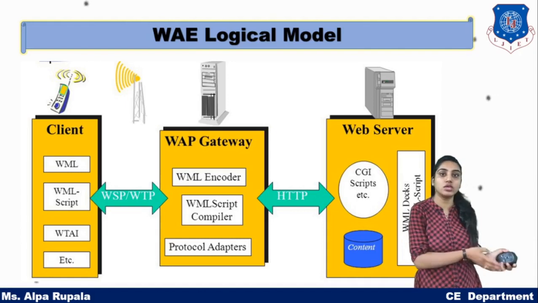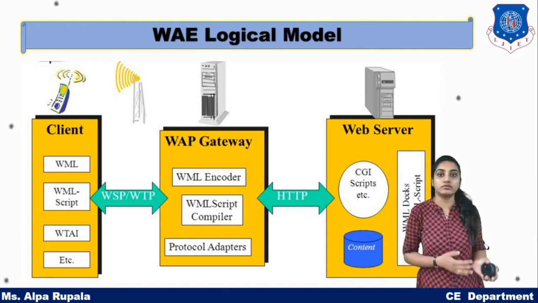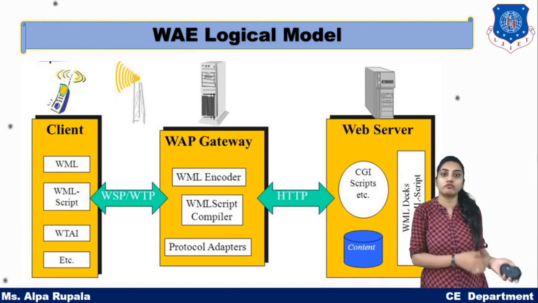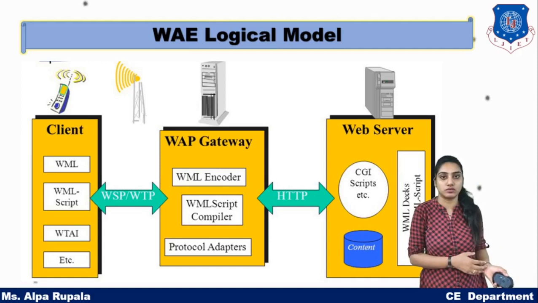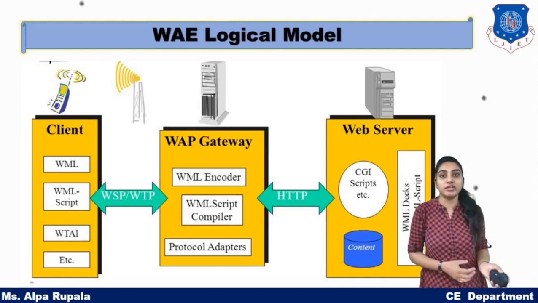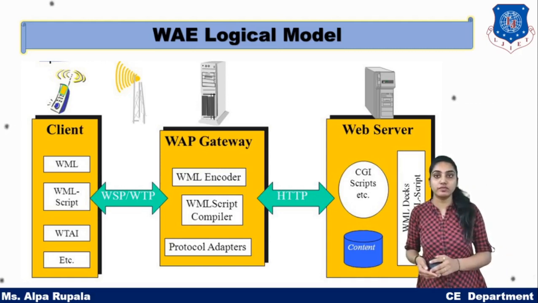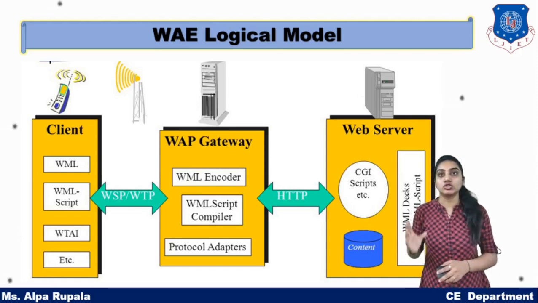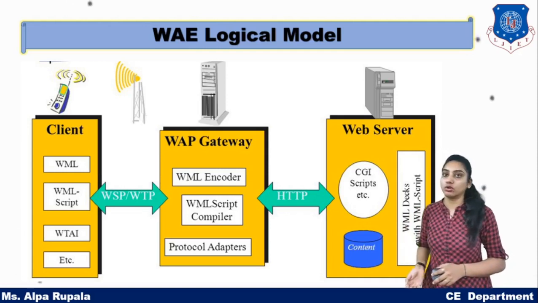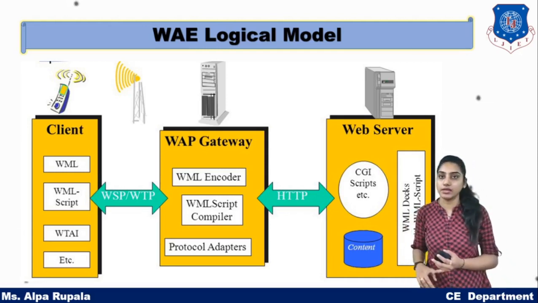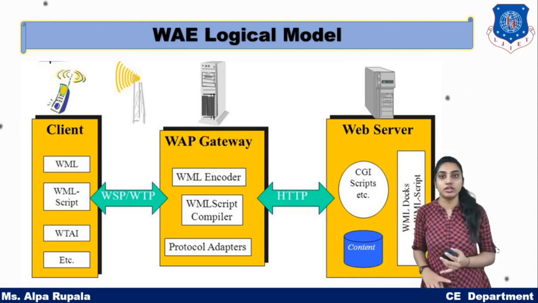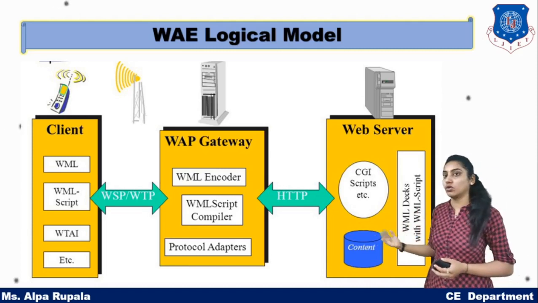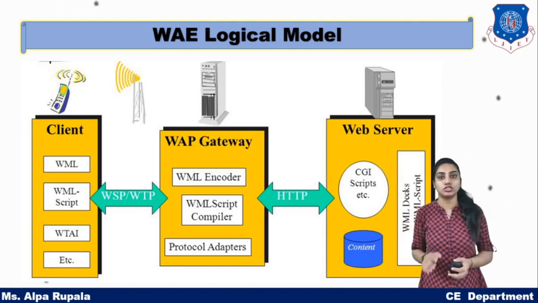That request will be given to the web server. Now it is the task of the web server, with the web gateway and content manager, to get the perfect data from the web server. That perfect data will again be given to the web gateway, and the web gateway will send that data to the client. So this is the WAE logical model, in which we are using the client, the web gateway and content manager, and the web server. This is the whole fundamental of the WAE logical model.